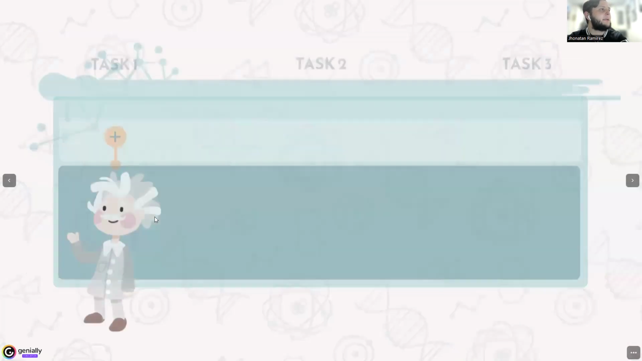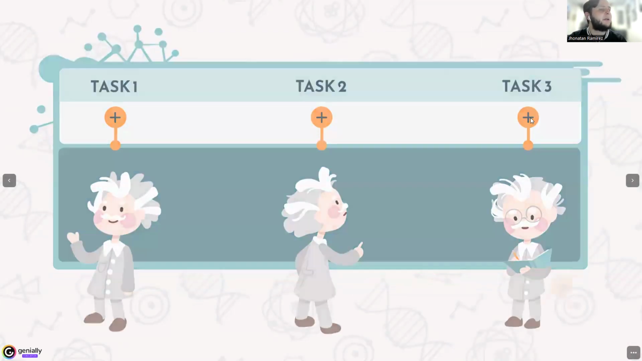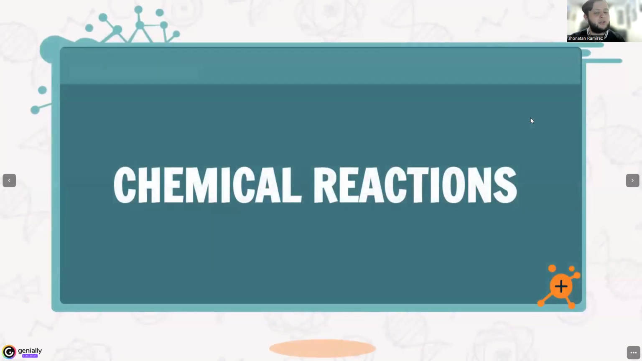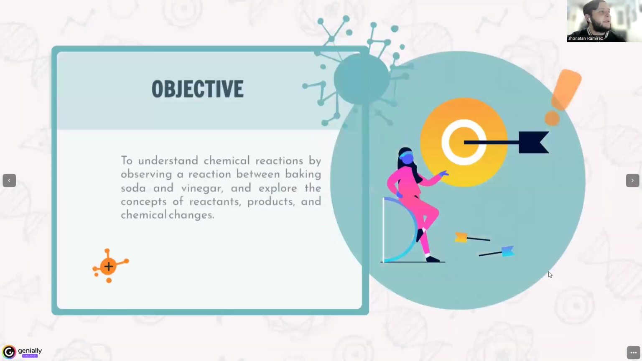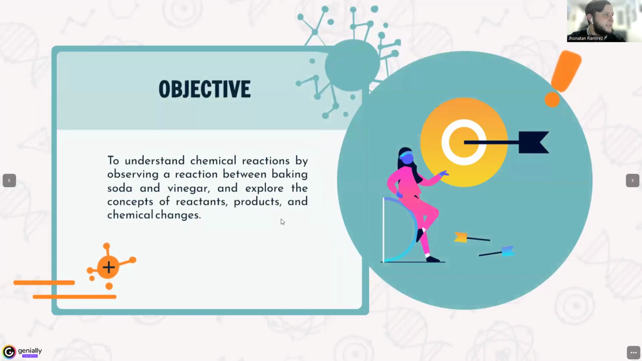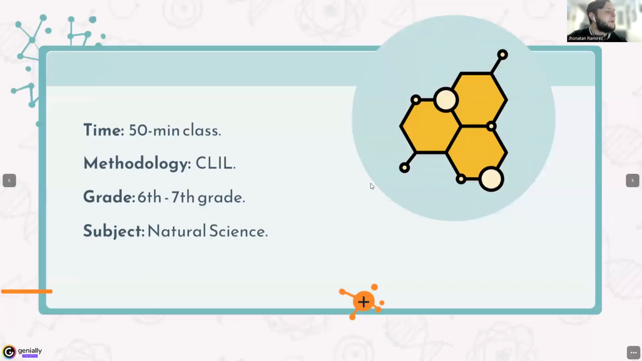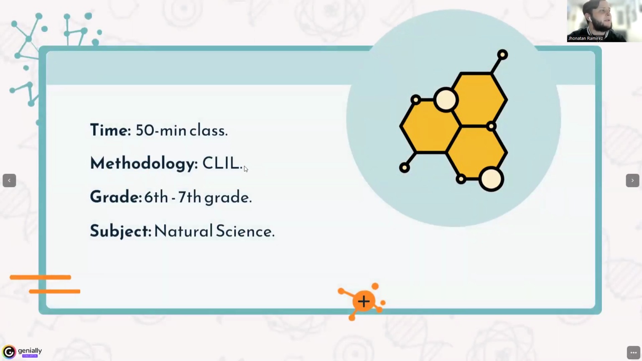And the last task that we have for today, it's called chemical reactions. Okay, in this opportunity, there is an important, remarkable objective because students will be able to understand chemical reactions by observing a reaction between baking soda and vinegar, and they are gonna try to explore some important concepts in class. Okay. It's also a 50-minute class for 6th and 7th grade students, and the subject is natural science. All right.